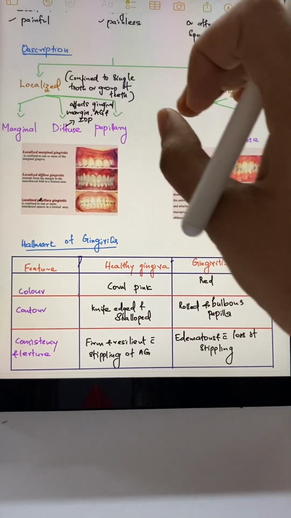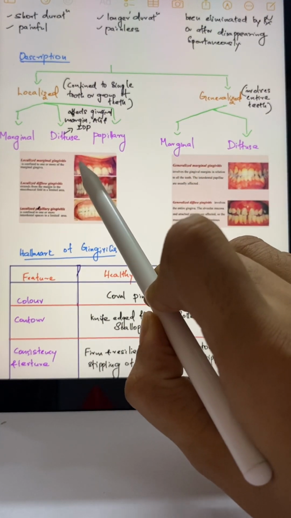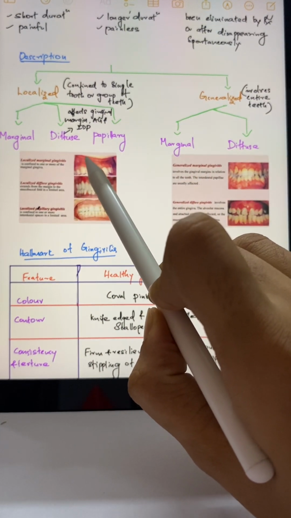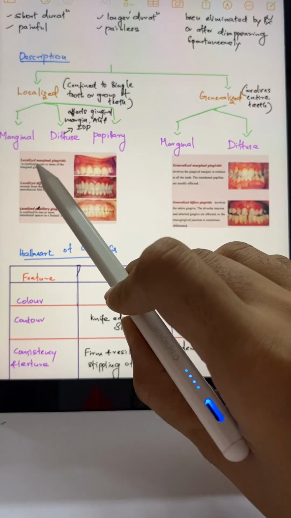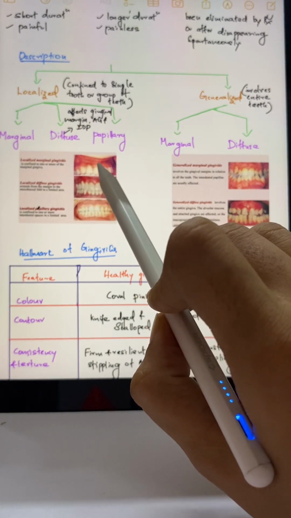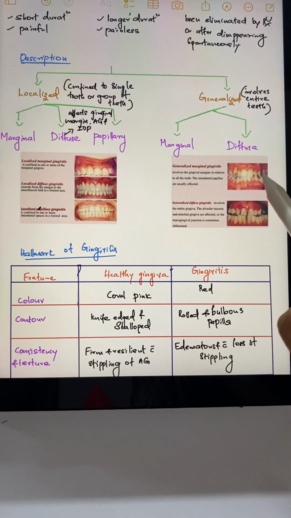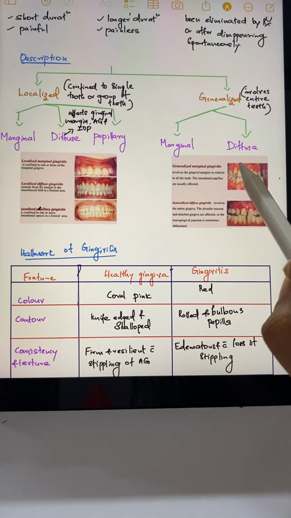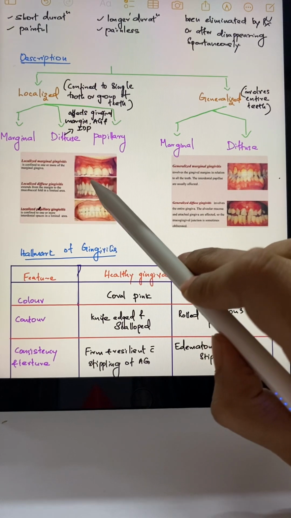Can you see in this picture? This is the inflammation, the gingivitis. Inflammation of the gingiva can be seen in only one tooth. So this is called localized marginal gingivitis and can be seen on the margin of the gingiva. Whereas generalized marginal gingivitis means gingivitis on the margins of the gingiva, but we can see it on almost all the teeth.